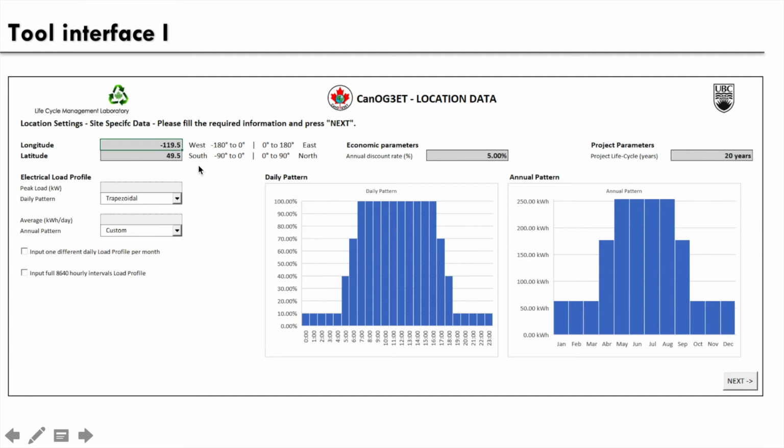Users are required to select daily and annual load profiles from a list of integrated patterns, or input customized data at a monthly or hourly scale. This information is used to generate the hourly load for all 8,640 simulated hours of the year.